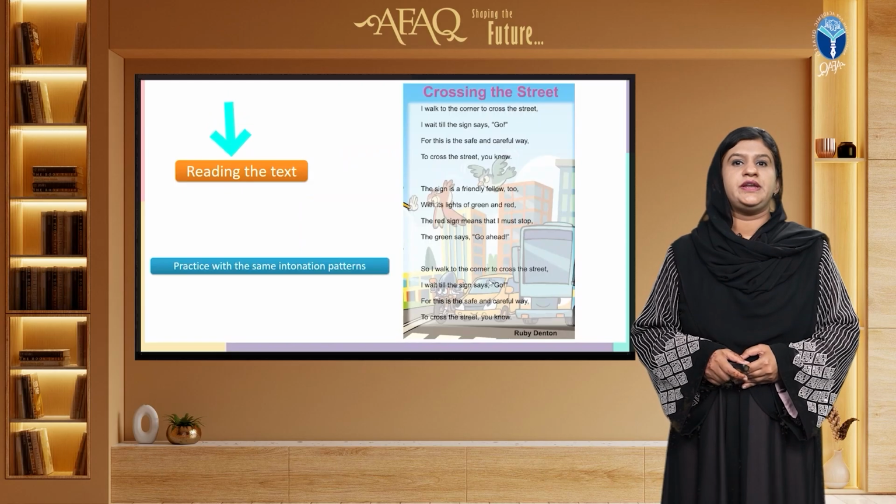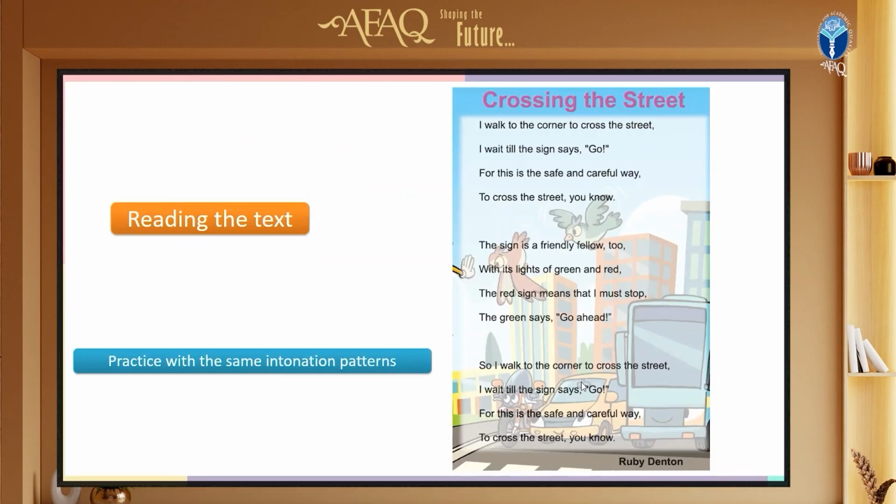Listen to this reading very carefully. Crossing the street. I walk to the corner to cross the street. I wait till the sign says go, for this is the safe and careful way to cross the street, you know. The sign is a friendly fellow too, with its lights of green and red. The red sign means that I must stop. The green says go ahead. So I walk to the corner to cross the street. I wait till the sign says go, for this is the safe and careful way to cross the street, you know. By Ruby Denton. Practice with the same intonation patterns with your teacher.